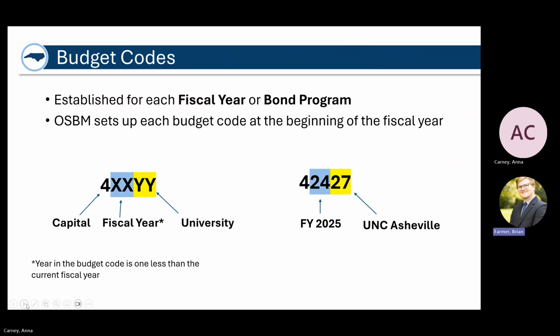So your agency, your university 2 digits should always stay the same, and you'll see those middle 2 digits increasing every fiscal year. A quick note on this, just because I think it can get confusing sometimes. The fiscal year digits are associated with the first year in a fiscal year. So for FY 2024-25, it's actually 24 that will be used.